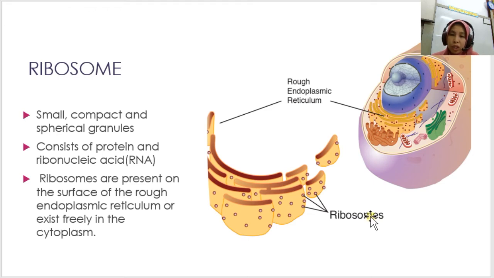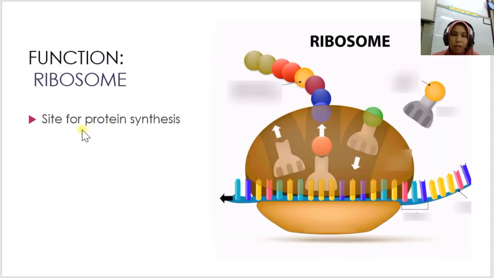So you have to differentiate between the RER and the ribosome. RER refers to the structure, the yellow color structure here. Ribosome refers to the structure attached to the RER. Next, the function of the ribosome. Ribosome is the site for protein synthesis. So you can write: synthesize protein. That is the ribosome.